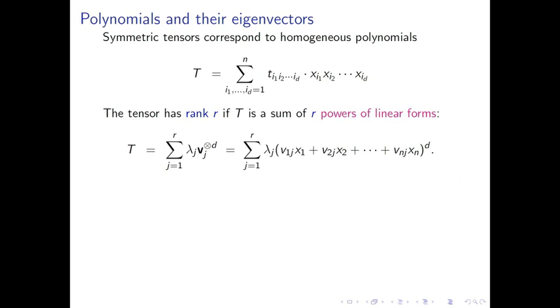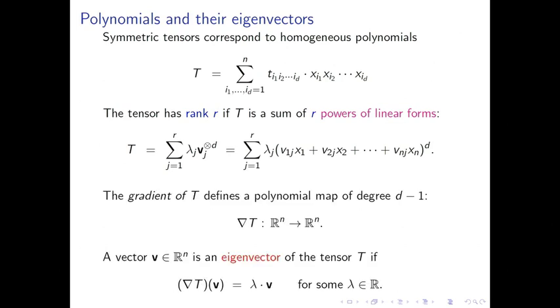So the tensor, now regarded as a polynomial, has rank r if I can write it as a sum, a linear combination of r d-th powers of linear forms. So a rank 1 symmetric tensor is a d-th power of a linear form. And if I can decompose it in this fashion, this is just a translation of the definition on the previous slide. Now over the complex numbers, I can subsume this multiplier lambda j into the d-th power, but over the real numbers, maybe I have a signature. So I'm going to retain the lambda j here for convenience.